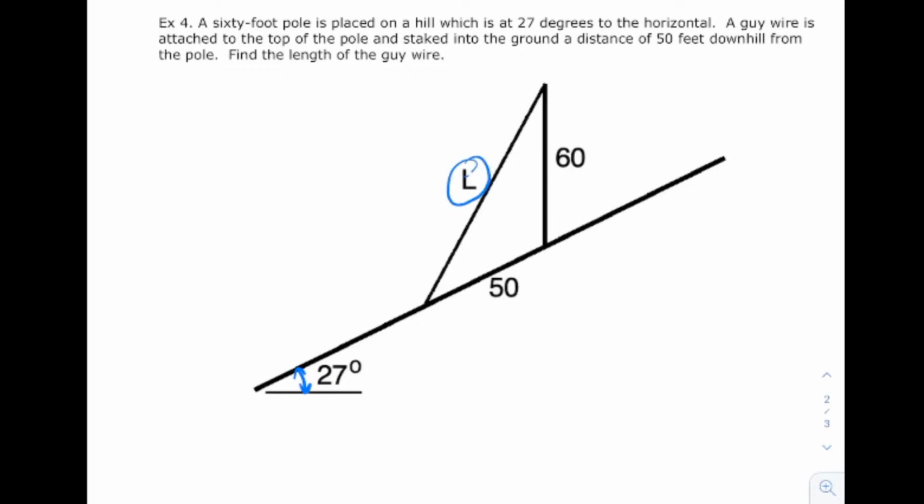And by the way, we want to know how long it is. There's a guy wire attached to the top of the pole here, and then staked into the ground here at a distance of 50 feet down the hill from the pole. Okay, so that's what all these numbers are talking about. Now, find the length of the guy wire. So we need to find that L somehow. Somehow we got to find that L.